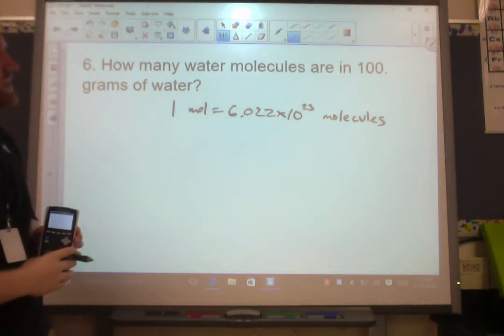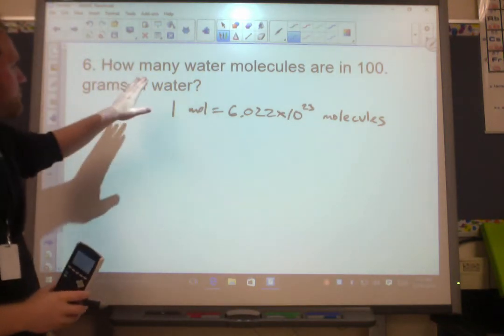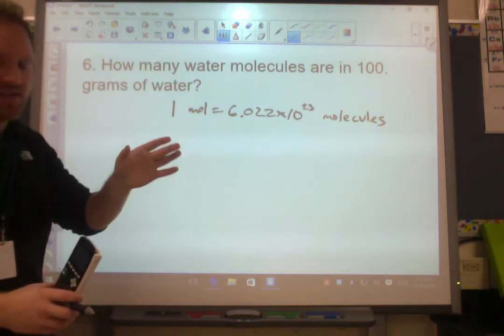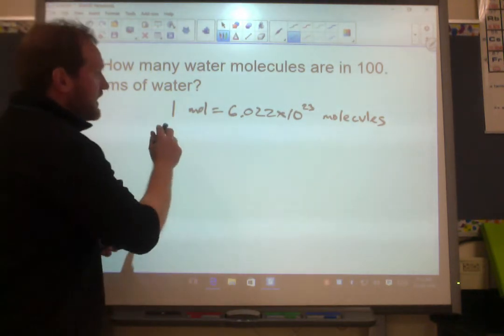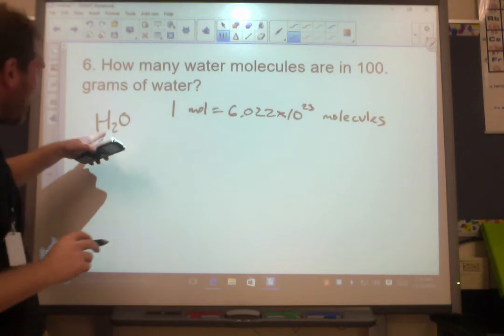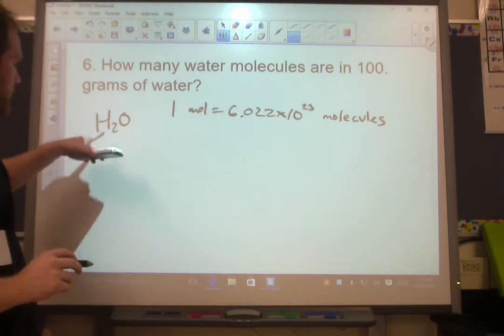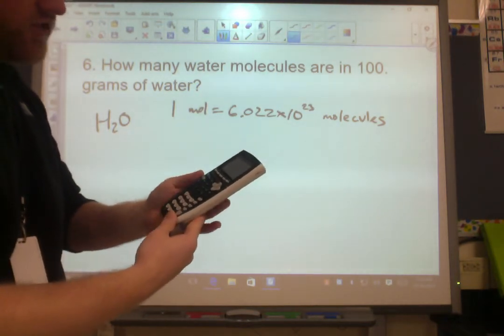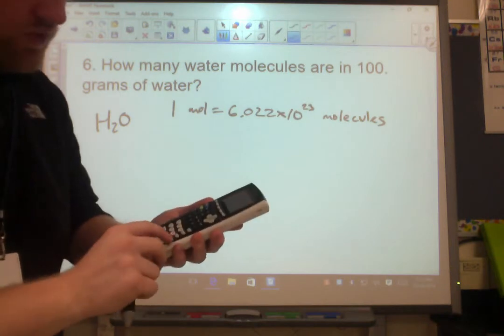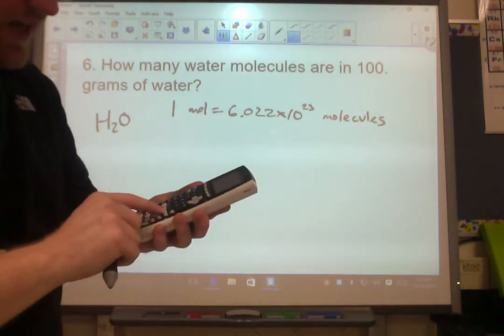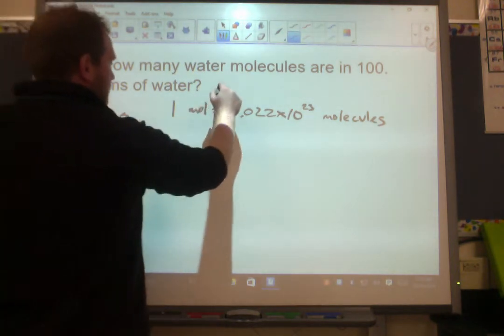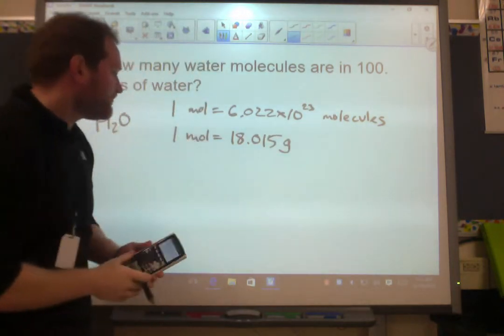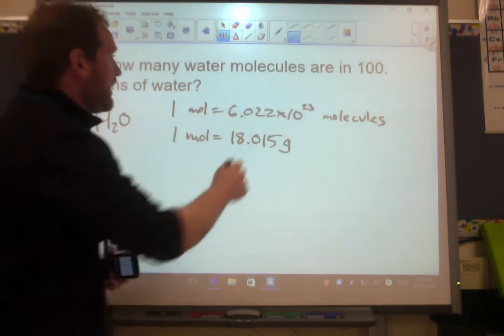Okay. We're also going to need moles. Remember, we can't just go from grams to number of particles. We have to use moles as the middleman. So for H2O, we need to add up 2 H's and 1 O. Hydrogen is 1.008 times 2. Make sure you get both hydrogen atoms, times 2, plus oxygen, which is 15.999. And this works out to 1 mole equals 18.015 grams. Okay? We're ready to start the problem now.